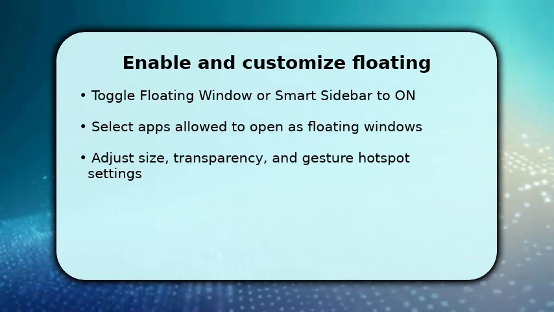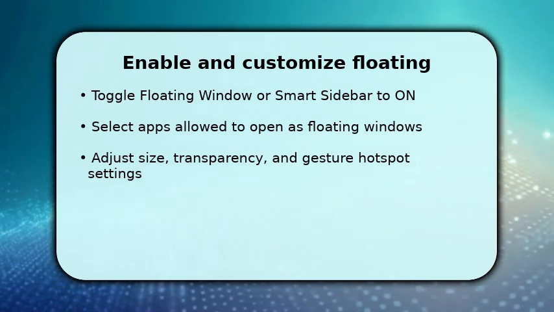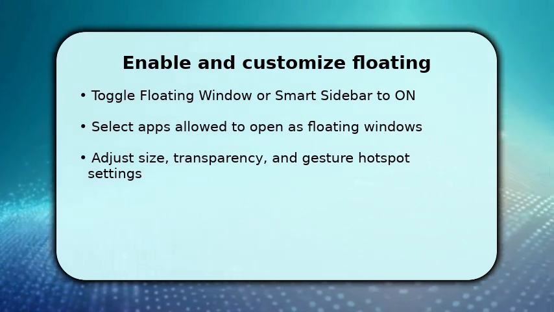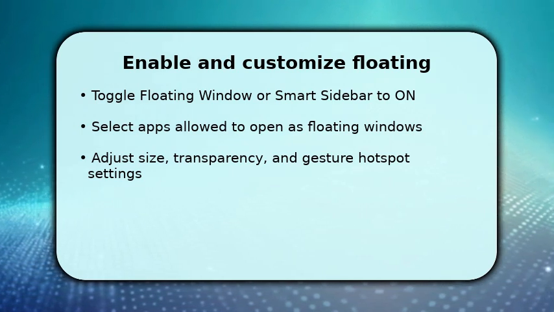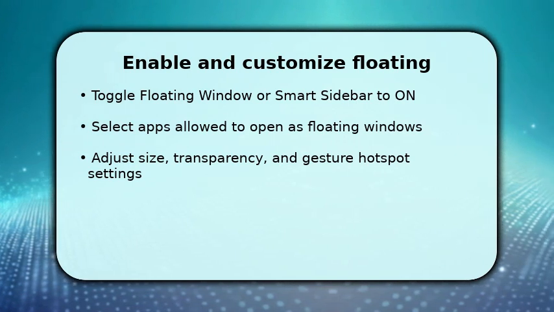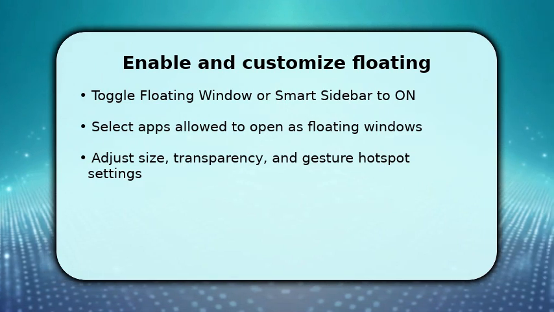Next, customize behavior. Change window size, transparency, and set the hotspot or gesture for invoking the window so it doesn't trigger accidentally. Make sure to test with one app. If the overlay appears, you've configured it correctly. These choices control usability and battery impact, so balance convenience with performance.